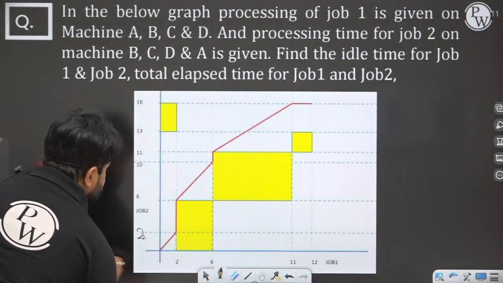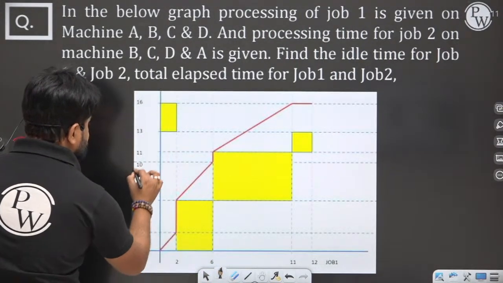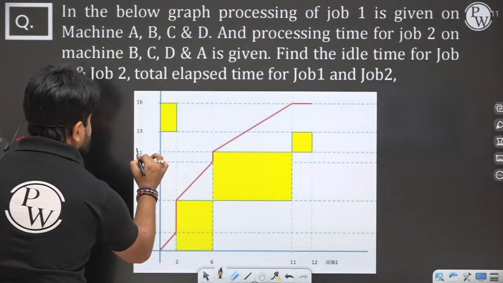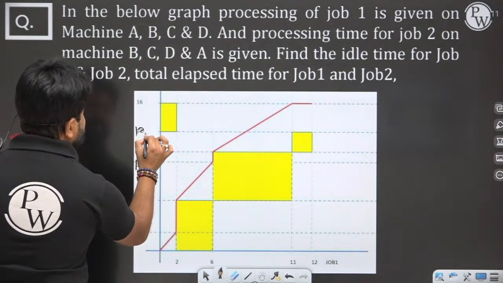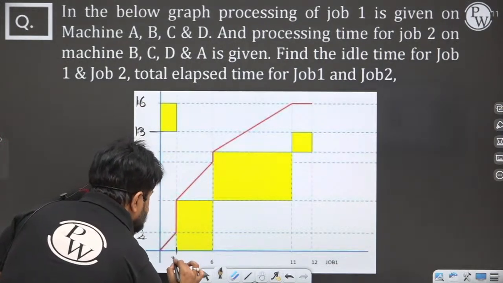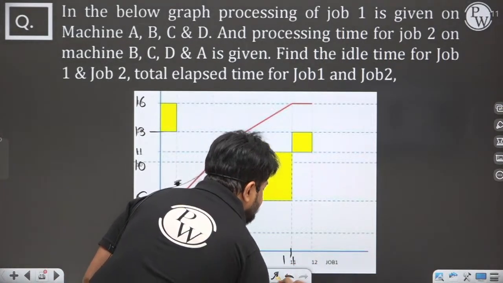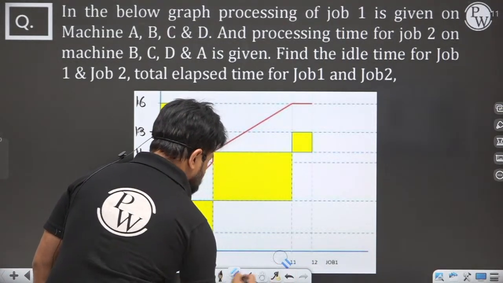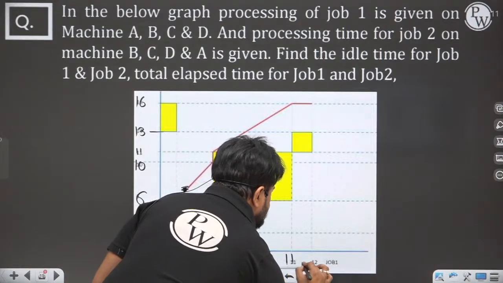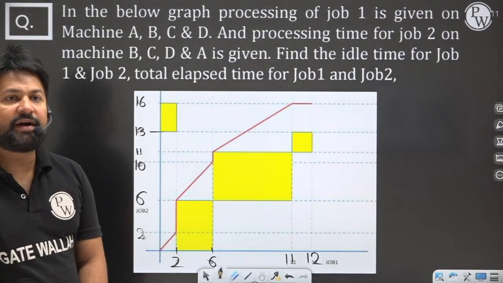This is 2. This is 6. This is 10. This is 11. This is 13. This is 16. This is 2. This is 6. This is 11. This is 11. This is 12. What do you have to find out?